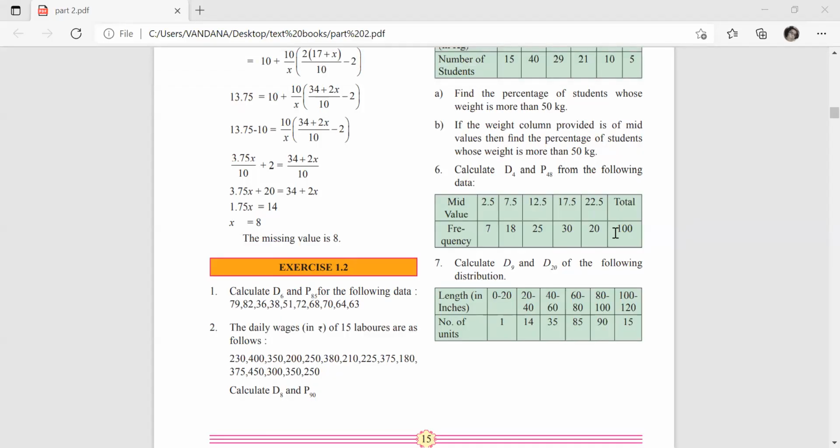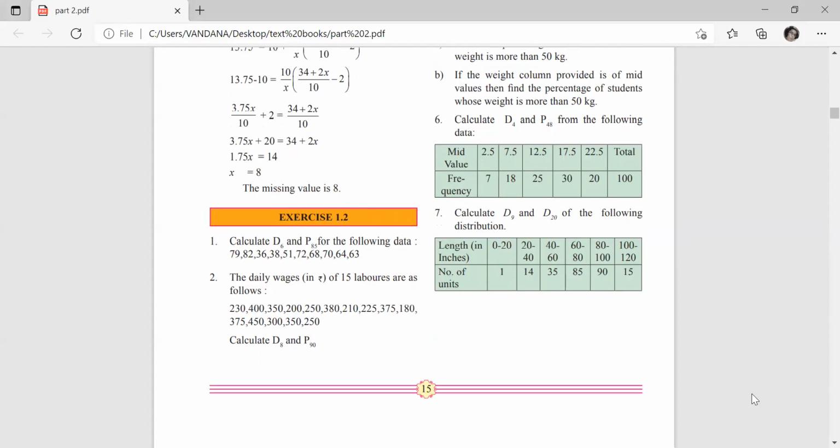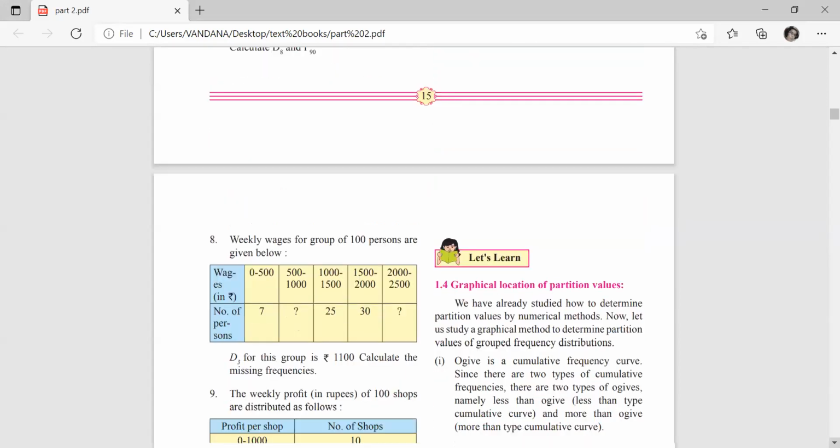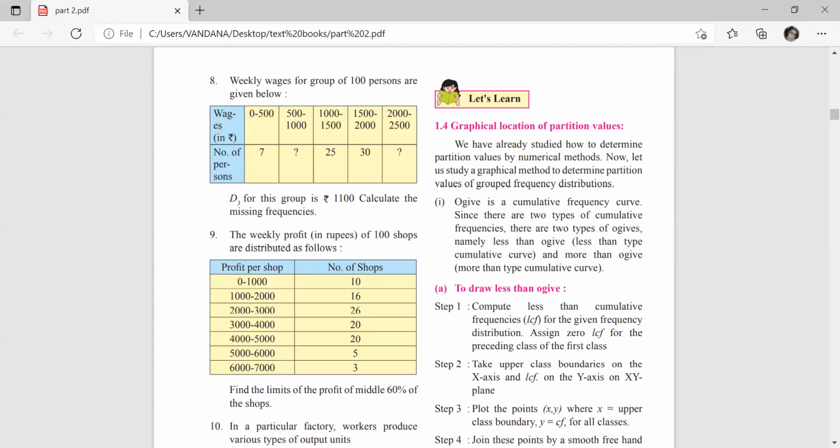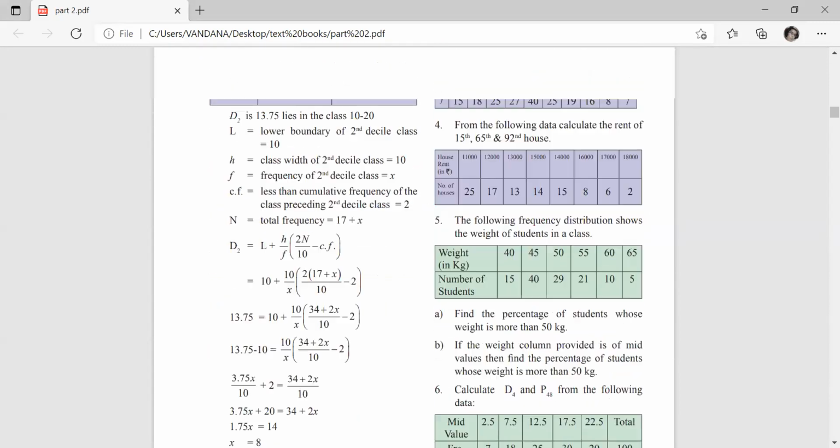Let us go with question number 6. It is quite different. We are only doing the different types of sums. Now question 7 is simply group data ka decile. And this is D9 and P20. So this is P20, not D20. And question number 9 is also simple group data. So we'll go with question number 6, which is very different.